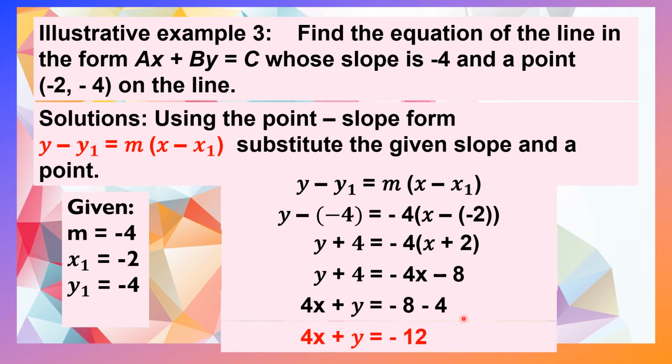So, simplifying this, we have now negative 8 minus 4 is negative 12. Then, just copy 4x plus y. So, as you can see, it is now written in the form ax plus by equals c. Thus, the equation of the line is 4x plus y equals negative 12.